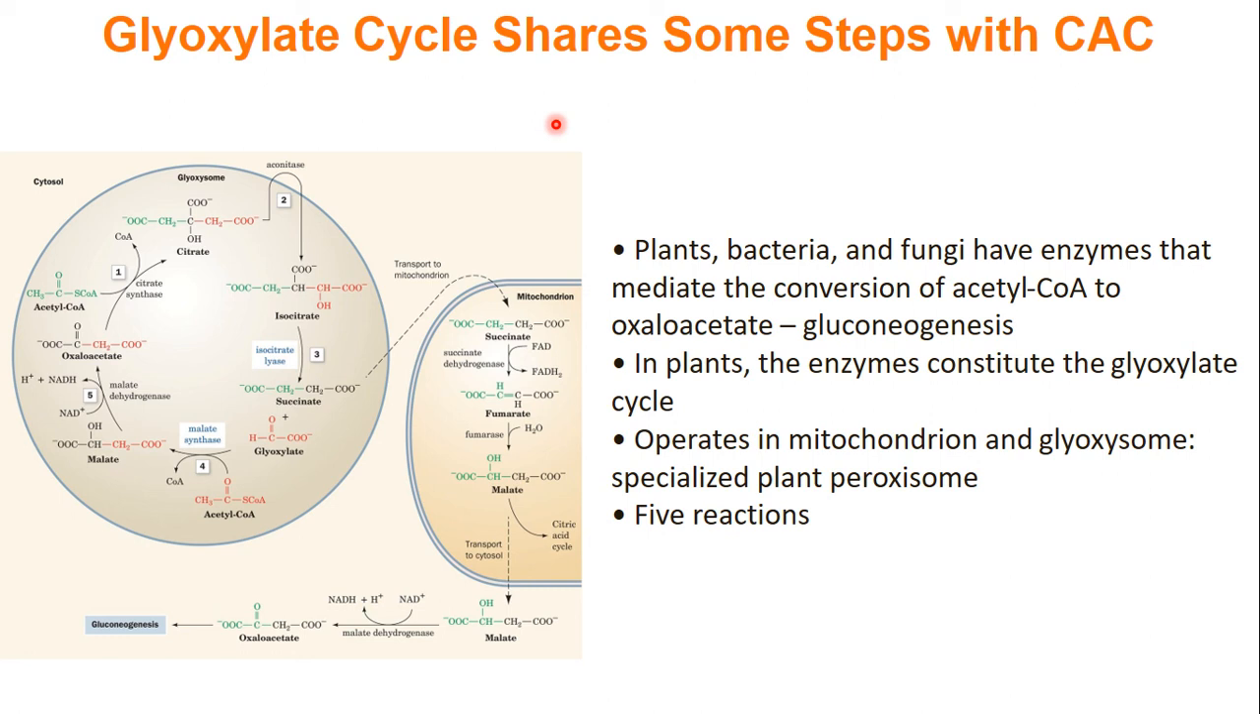Now, one other cycle we need to talk about, the glyoxylate cycle. And that's because it shares some steps with our citric acid cycle. So plants, bacteria, and fungi have special enzymes that allow them to convert acetyl-CoA to oxaloacetate, which is one of the steps that you use to make glucose, gluconeogenesis. In plants, we call these enzymes a part of the glyoxylate cycle. And this operates both in the mitochondria and the glyoxysomes, which are specialized plant peroxisomes. And there are 5 reactions for the glyoxylate cycle.